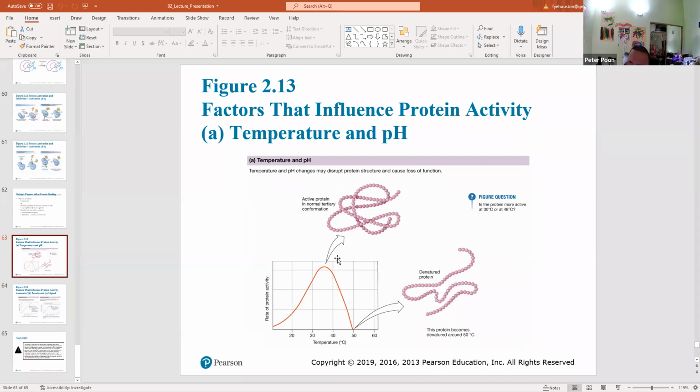So this is changes in temperature and pH. Like I said, small changes in temperature will affect the activity a little bit, but not dramatically. But dramatic increases or decreases in temperature will cause it to not work at all.